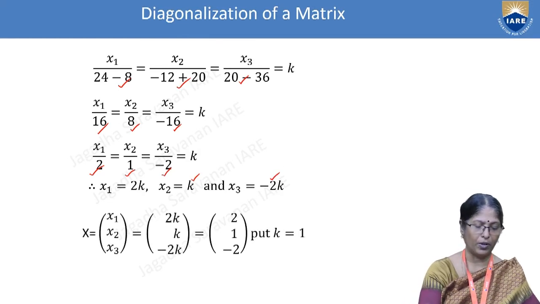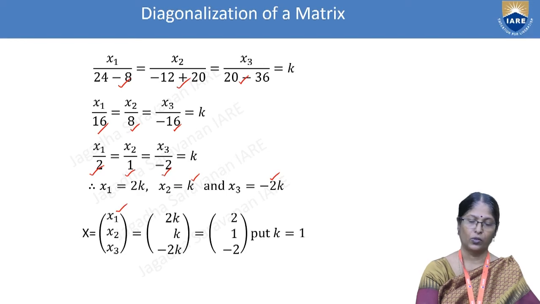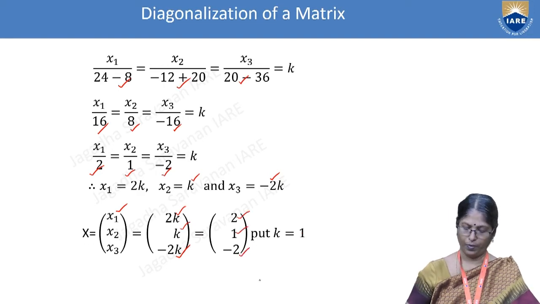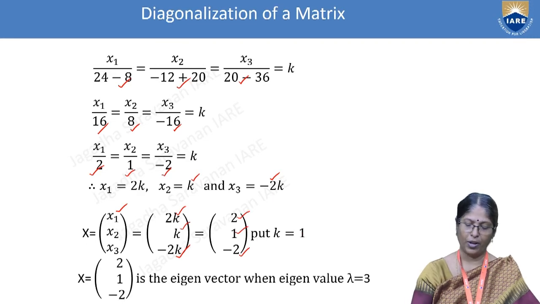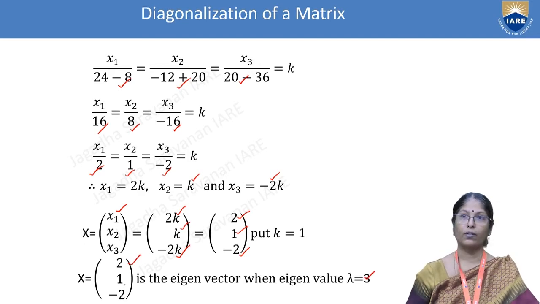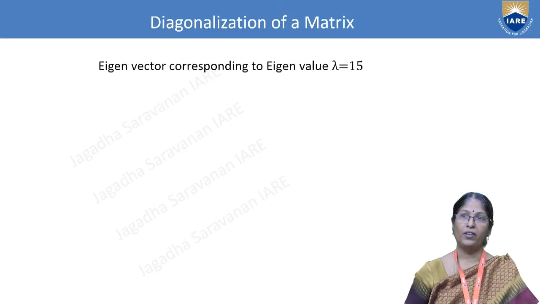So capital X equals x1, x2, x3. Now 2k, k, minus 2k. The values are written here. The k, the arbitrary constant, the value taken here is 1. So 2 into 1 is 2, 1, minus 2 into 1 is minus 2. So when lambda equals 3, we got this eigenvector, that is 2, 1, minus 2. Now we completed the eigenvalues 0, 3 and 15.